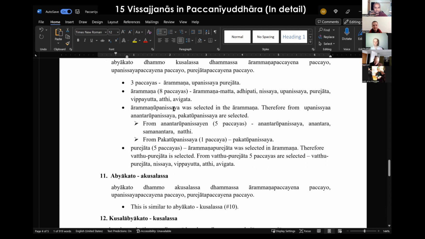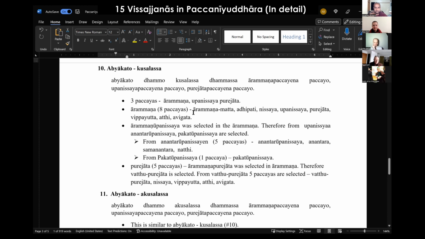The ārammana upanissaya was selected here, right, in ārammana. So therefore, from upanissaya, anantara upanissaya and pakata upanissaya are selected. Here also I have missed the vigata, right? Here it says 5. I don't know. Here for some reason it says 5. And before we also had that it was 5.